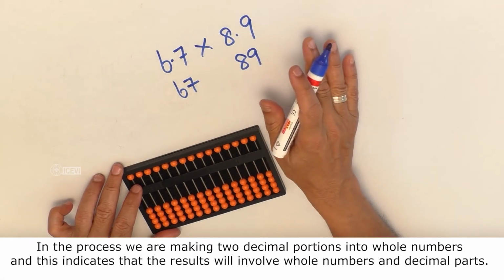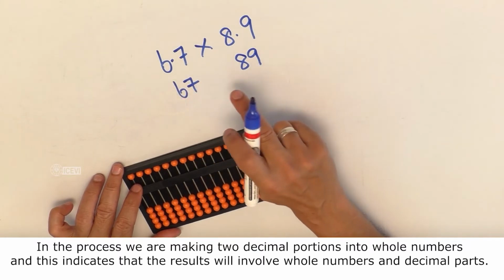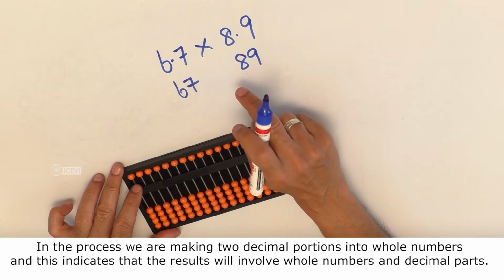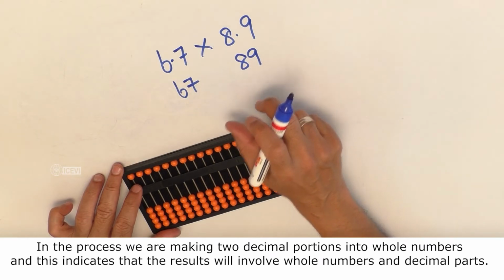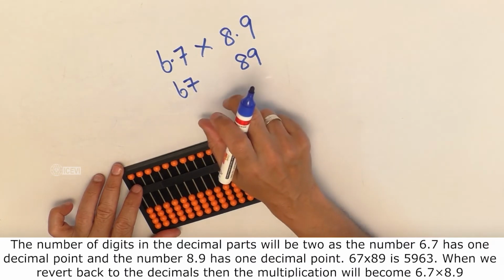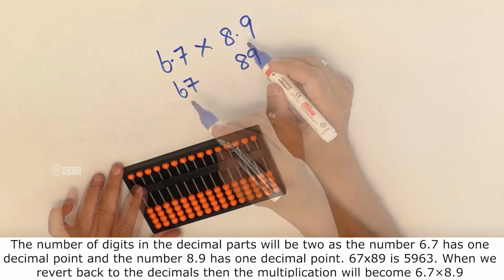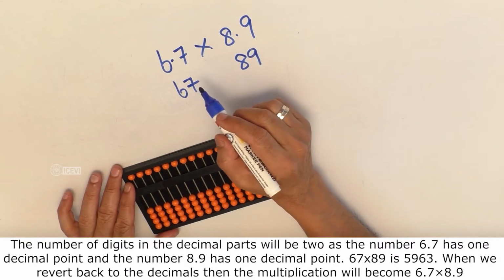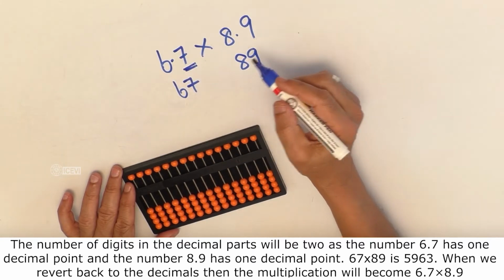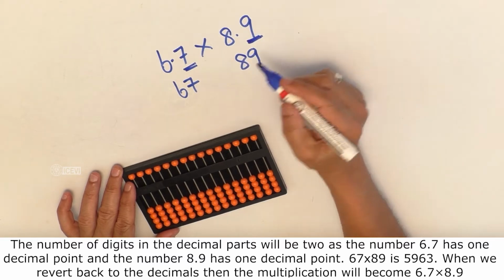In the process, we are making two decimal portions into whole numbers, and this indicates that the results will involve whole numbers and decimal parts. The number of digits in the decimal parts will be 2, as the number 6.7 has one decimal point and the number 8.9 has one decimal point.